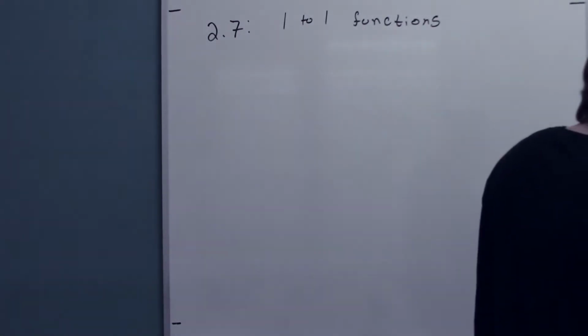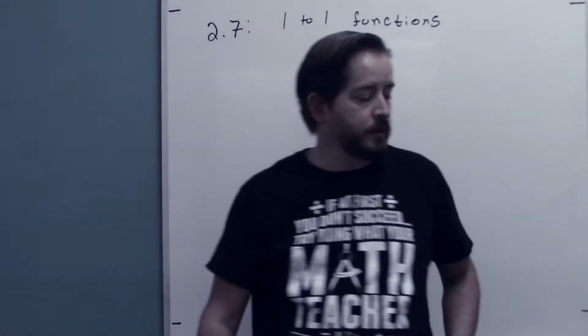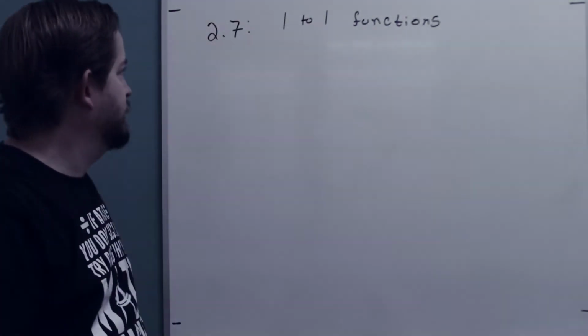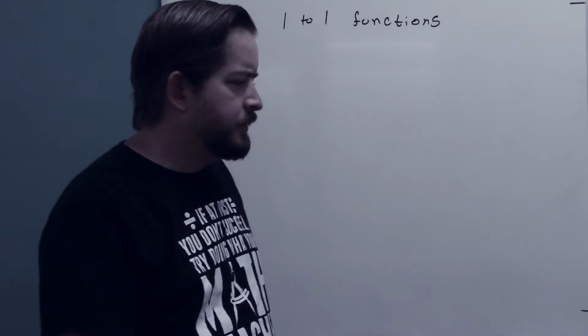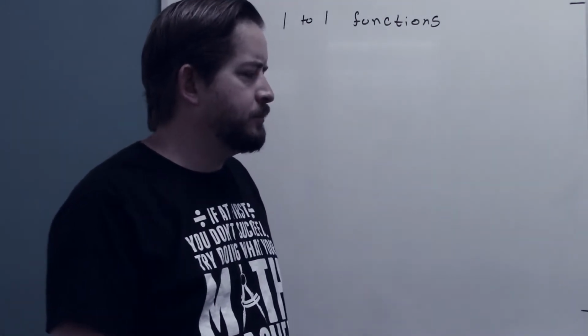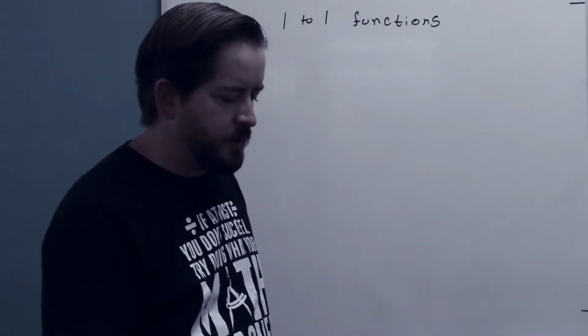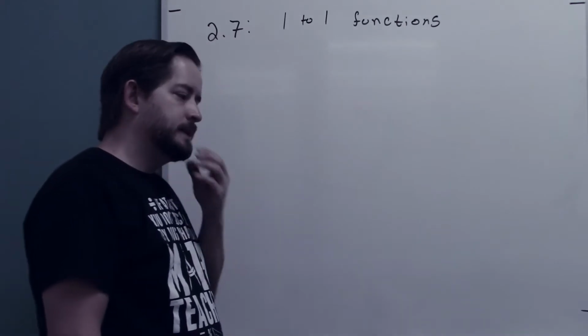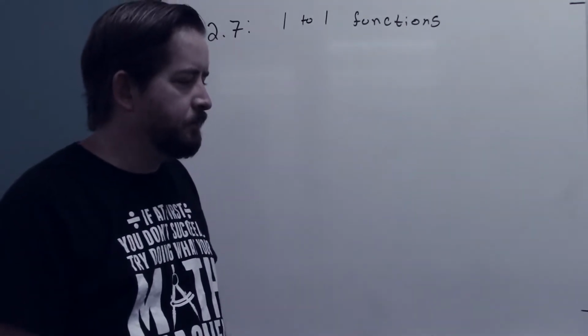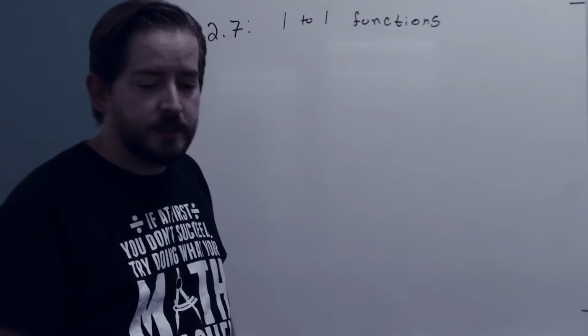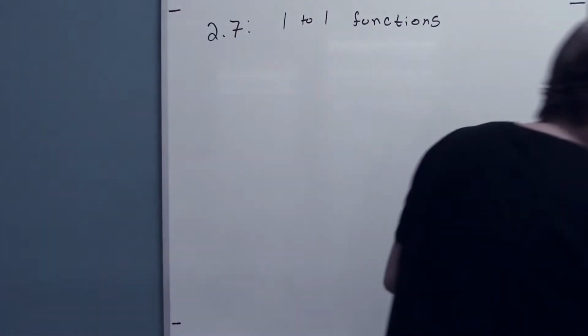Okay, welcome back, and we are in the discussion for 2.7, which is one-to-one functions. This becomes important in pre-calc 2. We're going to talk about it now. I mean, it's important now as well. But let's take a look at, we'll say, problem number 6.